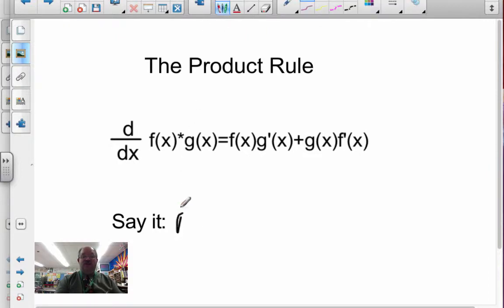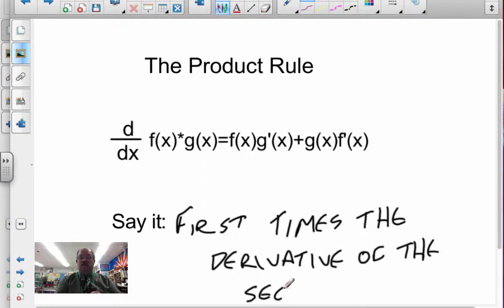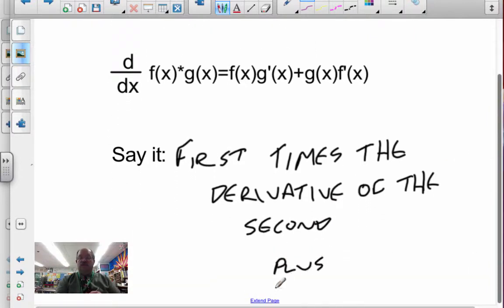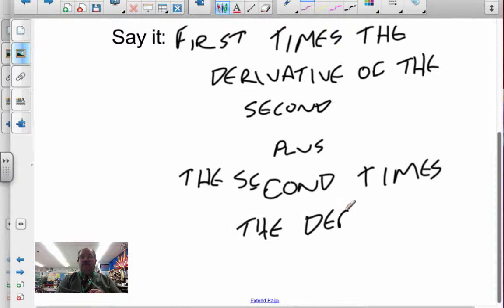Okay, so the way that we say that is the first times the derivative of the second plus the second times the derivative of the first. So I should have had this written out.